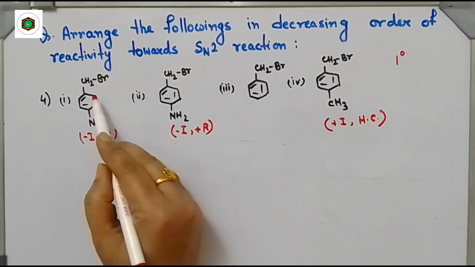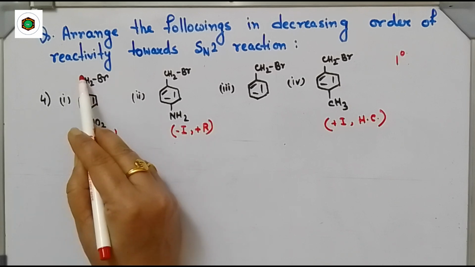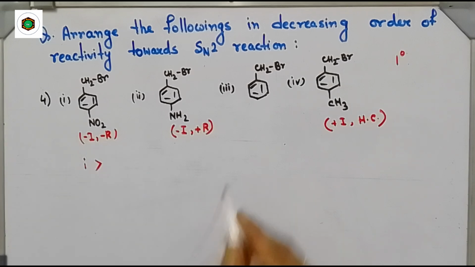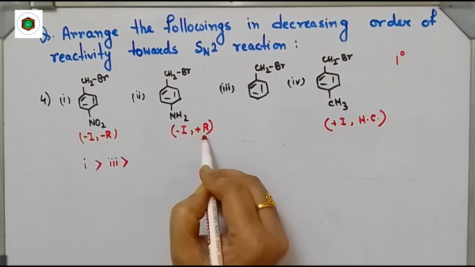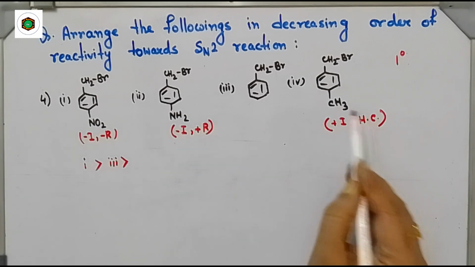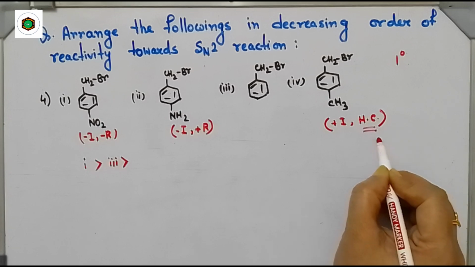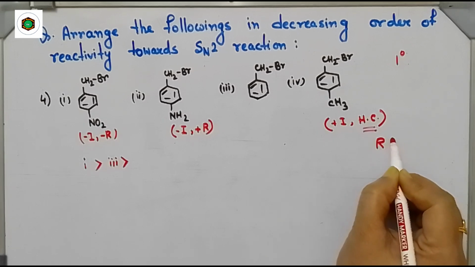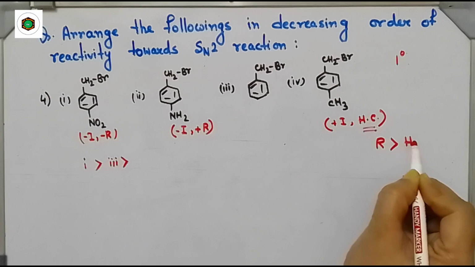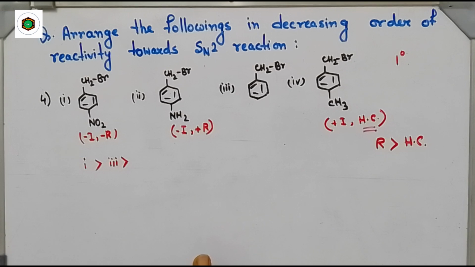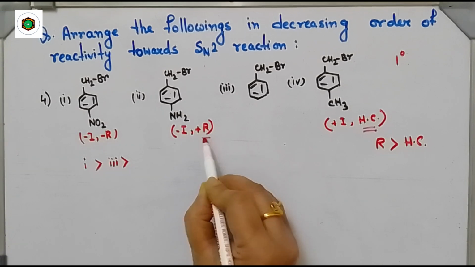So this is an electron withdrawing group, it is present at this carbon atom. So it will stabilize the transition state most. Therefore, this is the most reactive species. Next is this one, because here an electron donating group by resonance effect is present, and here also methyl is electron donating by hyperconjugative effect. And always remember, resonance effect is more than hyperconjugative effect. So inductive effect we are not considering at the para position here.